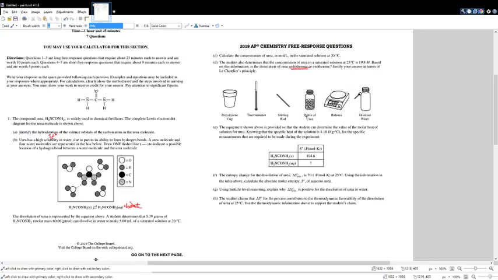Part E says the equipment shown above is provided so that the student can determine the value of the molar heat of solution for urea. Knowing that the specific heat of the solution is 4.18 joules per gram degree Celsius, list the specific measurements that are required to be made during the experiment.